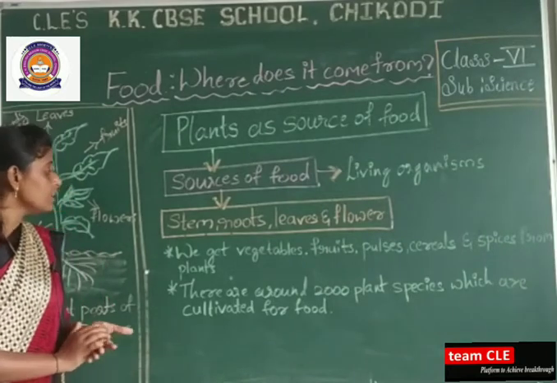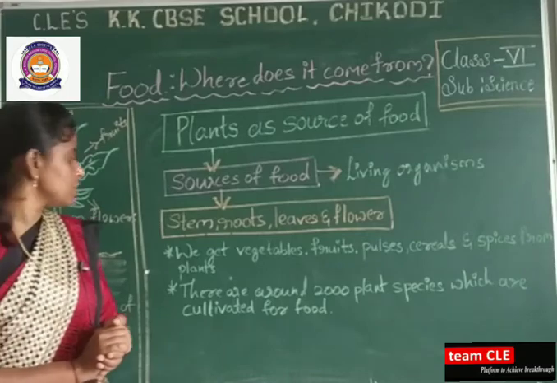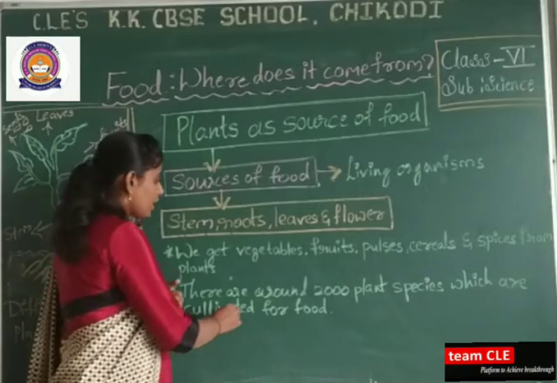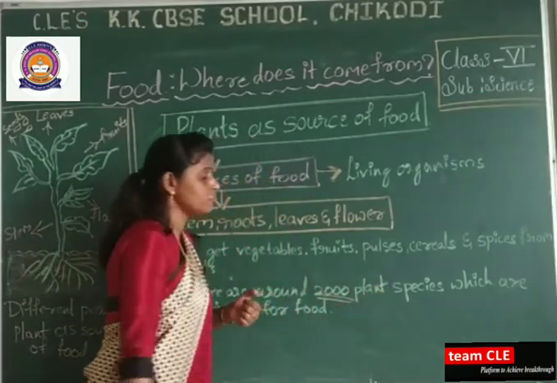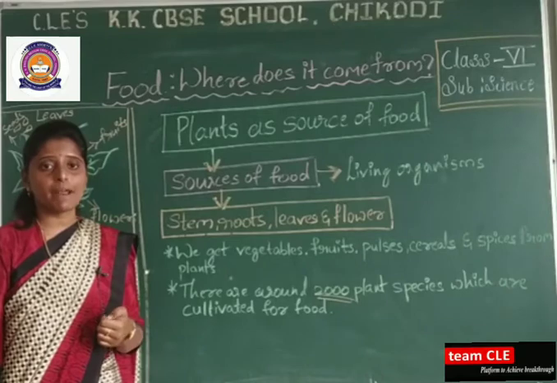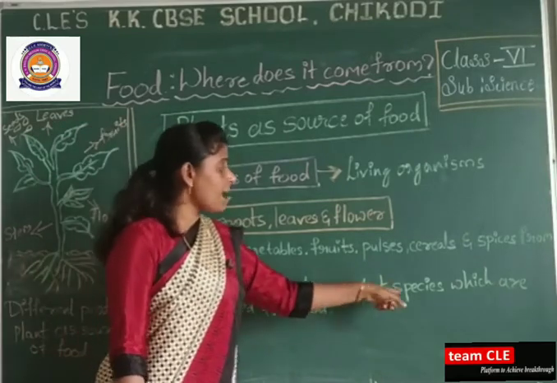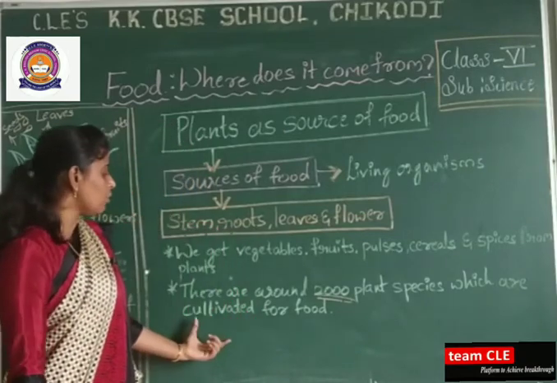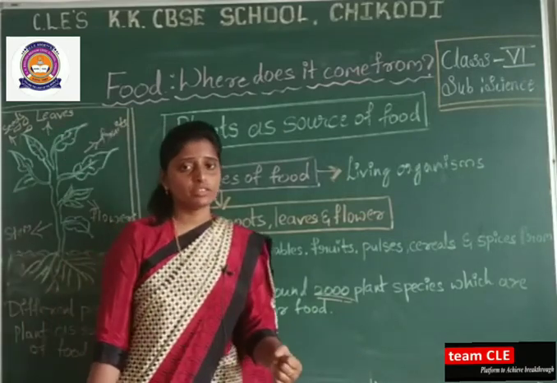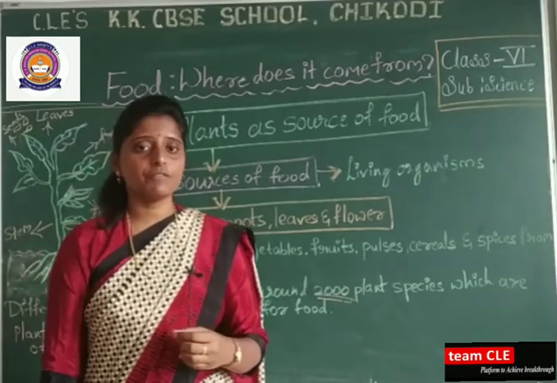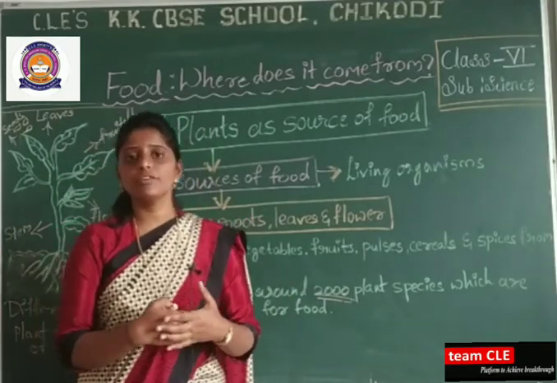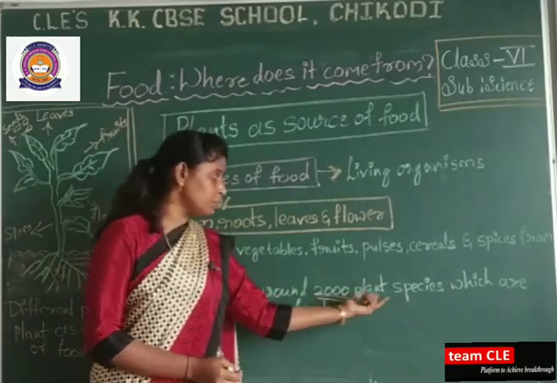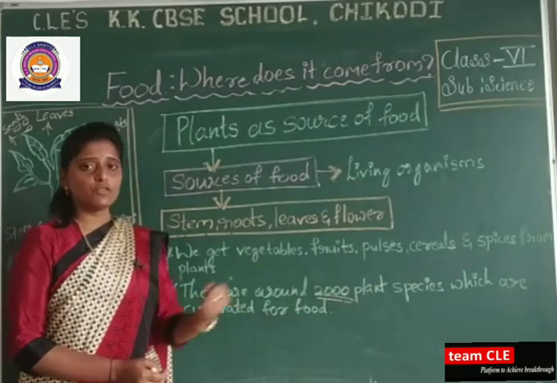So dear students, there are around 2000 plant species which are cultivated for food. How many plant species are there? Around 2000 plant species. Why are there 2000 plant species? Because of the cultivation of food. Yes, if we need food, then we have to cultivate it. So there are 2000 plant species which are cultivated for food.